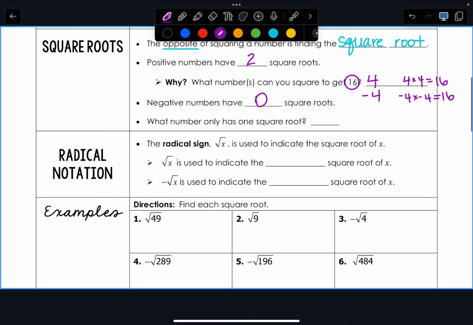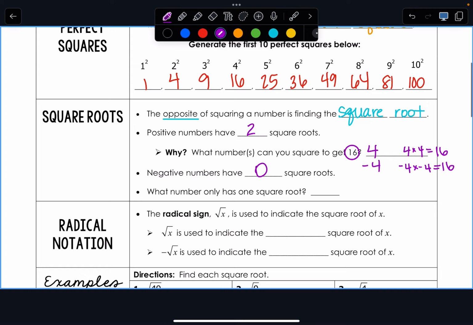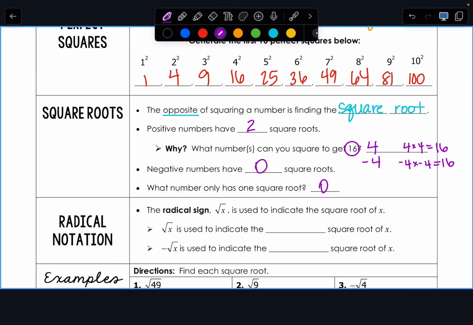Now, what number would only have one square root? If I'm saying positive numbers have 2 square roots, negative numbers have 0 square roots, who would have just 1 square root? What number is neither positive nor negative? 0. Okay.